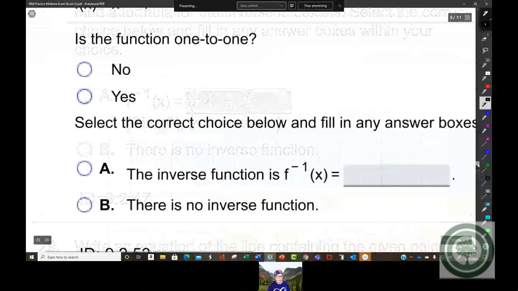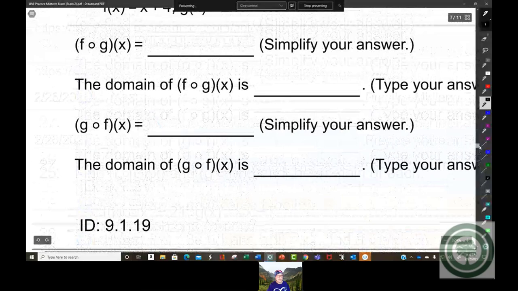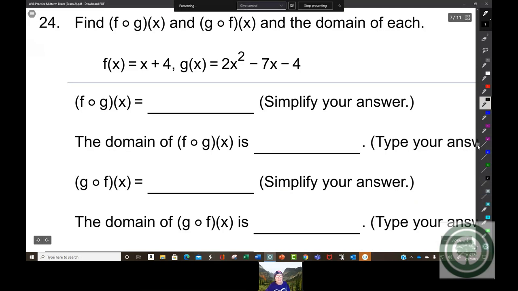All right. Find Fogg and Gauss. That is f of g of x and g of f of x. And the domain of each. Well, I can already tell you that the domain's going to be negative infinity to positive infinity because these are both polynomials. As long as you're not dividing, you're going to always have negative infinity to positive infinity.